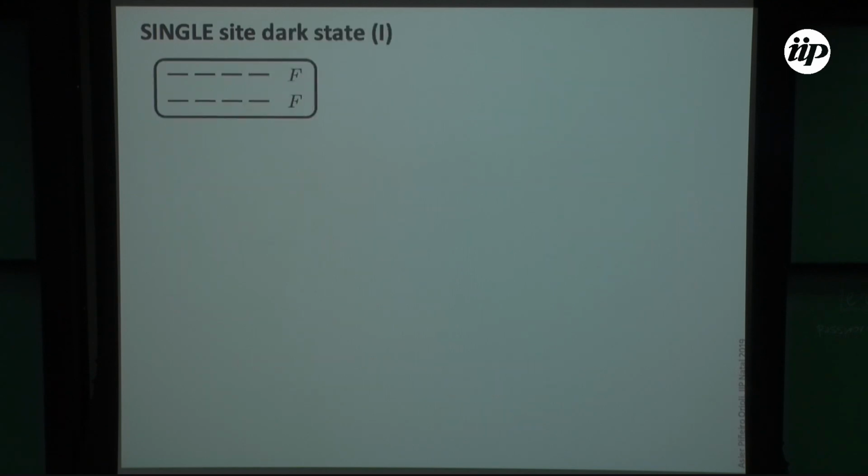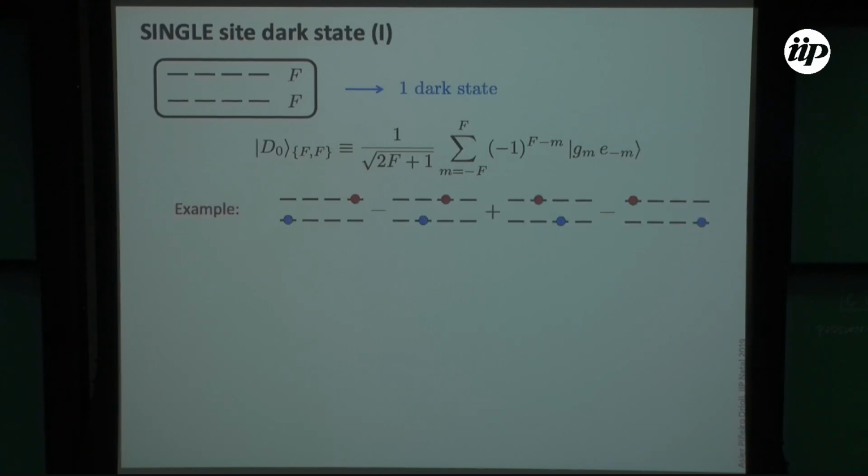And this can be generalized for a general internal level structure like this, where both ground and excited states have an angular momentum of F. And we find that for general F, there is always a dark state that's written in this way, or here is an example of it. You don't need to look at this. And there are two ways of seeing why this is a dark state.